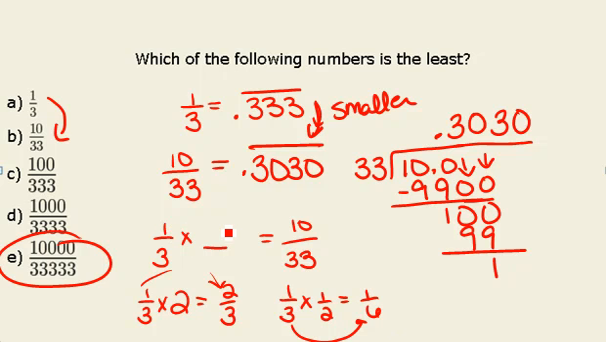Therefore, I would see that I could multiply 1/3 by 10/11, which is less than 1. Therefore, I know that 1/3 has to be greater than 10/33, and doing the same process as I went through, I would know that E is my final answer, which is the least of the 5.